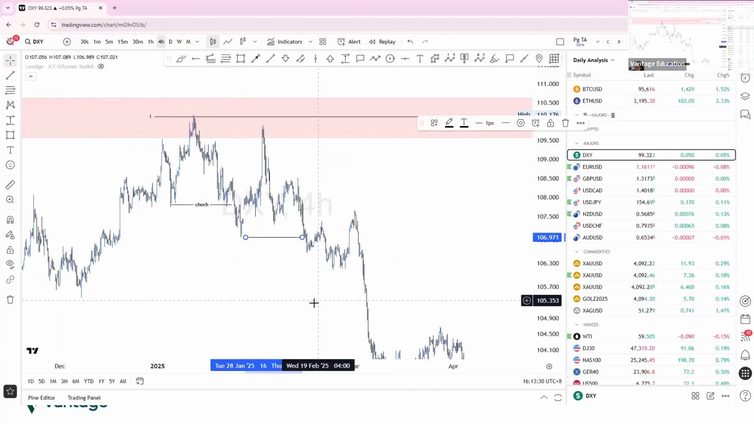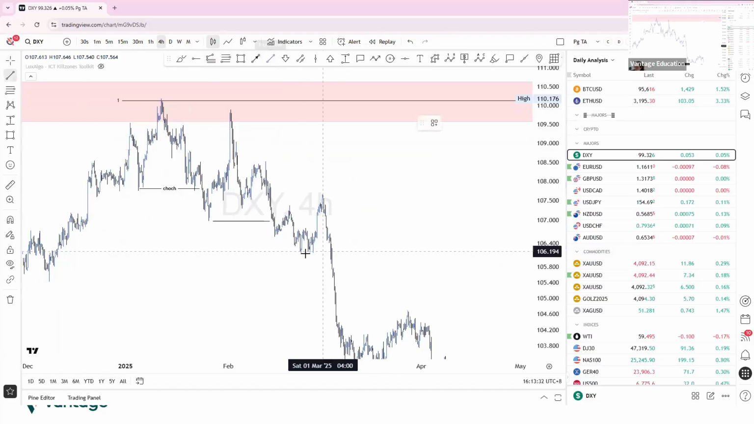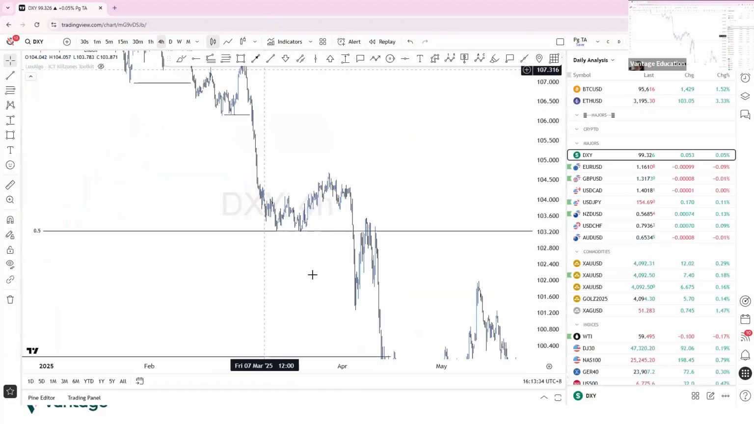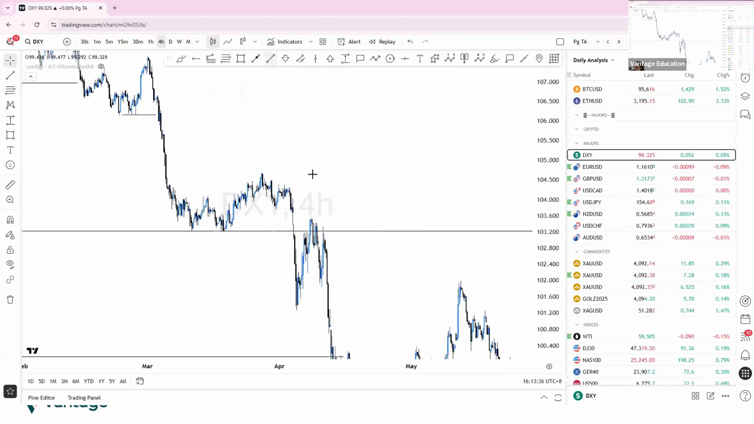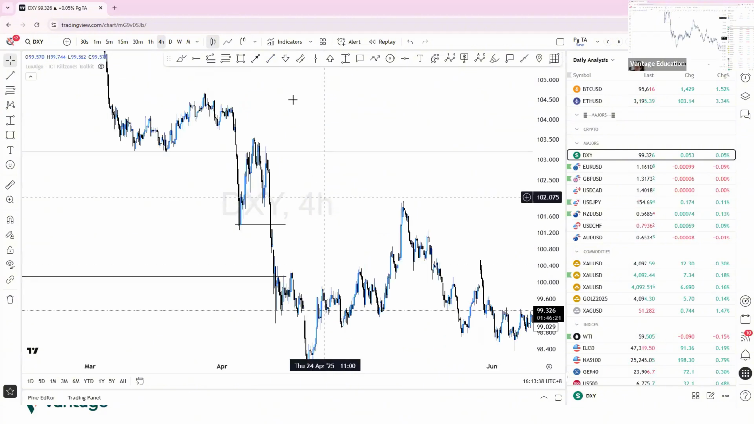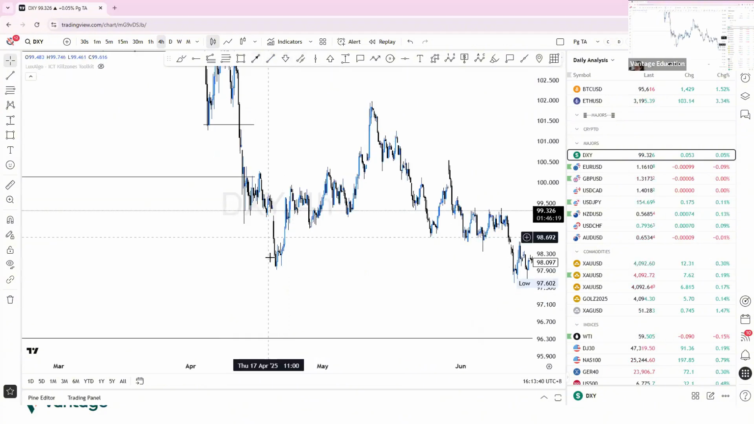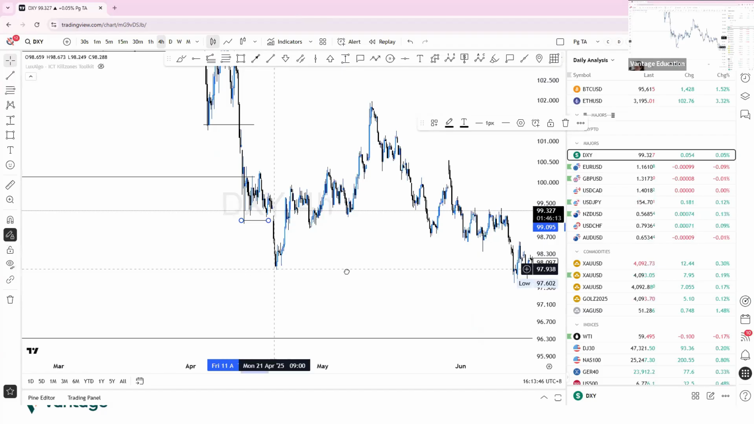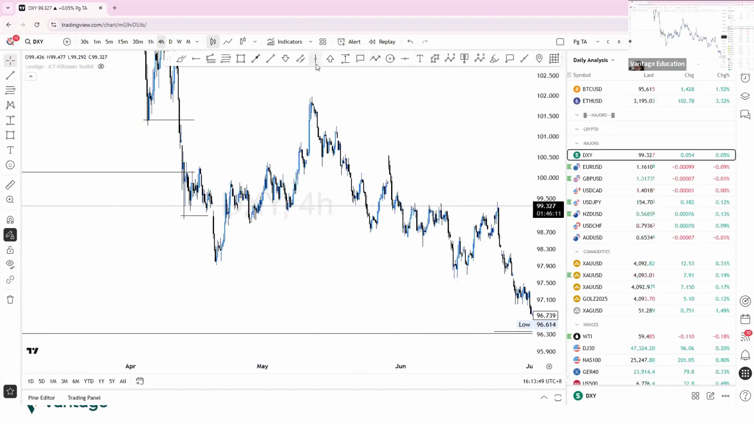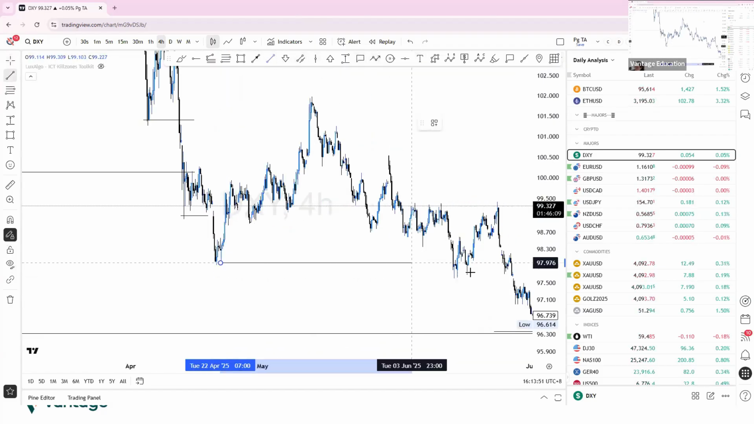This is the BOS. Okay. And you can see there's a BOS, a break of structure. This is a break of structure. And another one is right here. Okay. And this was the BOS here in this zone. And this level, right? Okay.